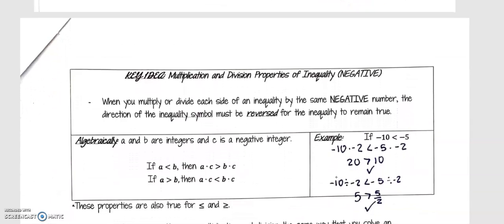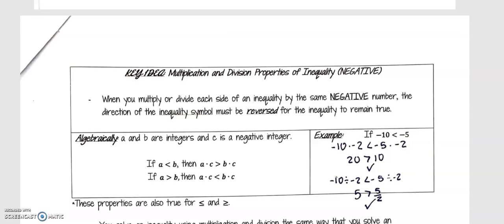So what we want to keep in mind is what happens if we do this with negative numbers. Let's read this. When you multiply or divide each side of an inequality by the same negative number, this is really important, the direction of the inequality symbol must be reversed in order for it to remain true. So let's check this out. If I had negative 10 is less than negative 5, that's true. But now I'm going to multiply by negative 2 on both sides. This would now say 20 is less than 10. That's not true, right? We have to flip this inequality for it to be true.